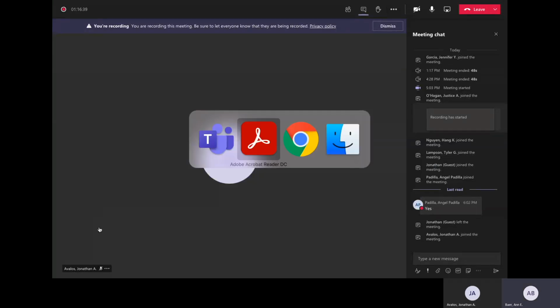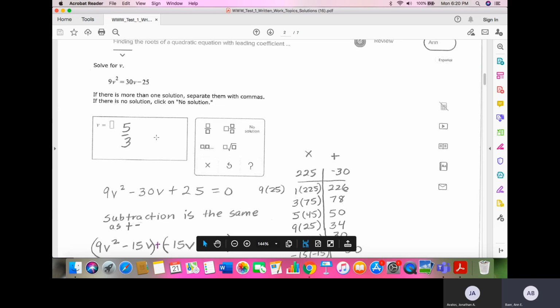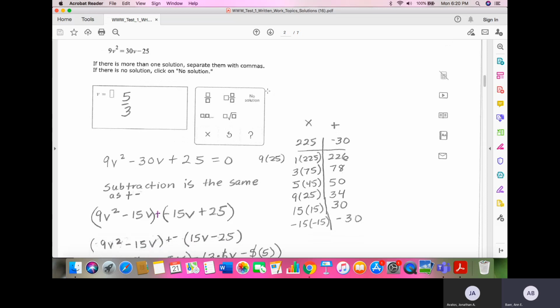And I go back down here where we were looking before. Answer 5/3, same answer. Two completely different ways to do this problem. So whichever way you want.